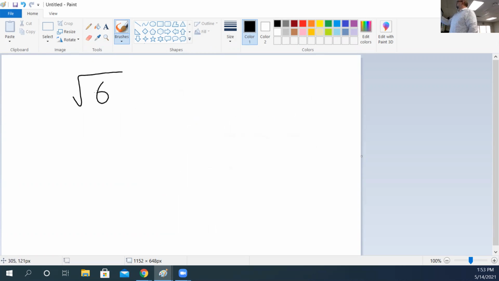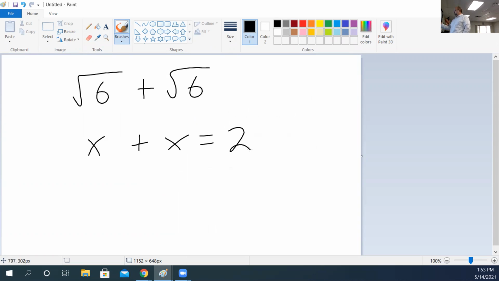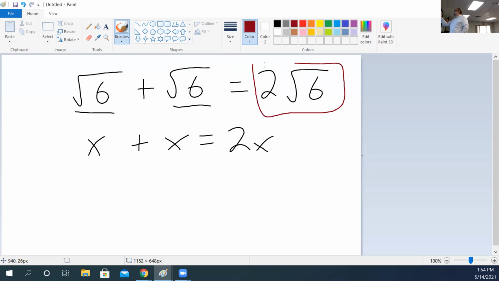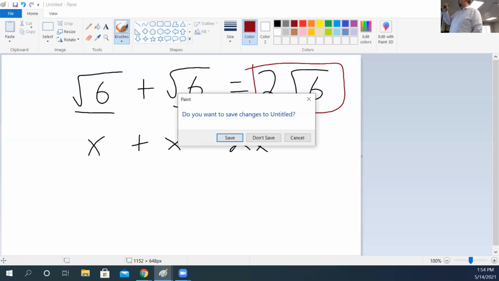For example, you've got square root of 6 plus square root of 6. This is the equivalent of doing x plus x, because x plus x, as you remember, gives you 2x. We have two radicals that have the same number under them. It's basically square root of 6 plus square root of 6, which equals 2 square root of 6. And that would be the answer. That's as simple as that. So we need to make sure that they're the same before we can combine them. And always reduce first if you can.